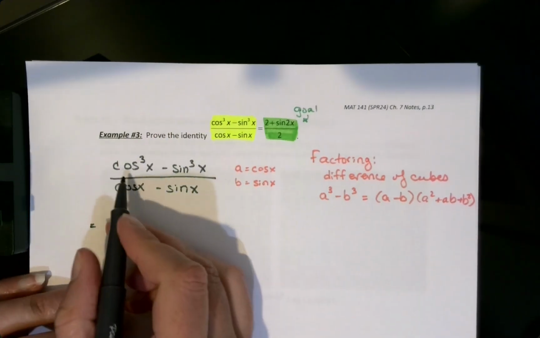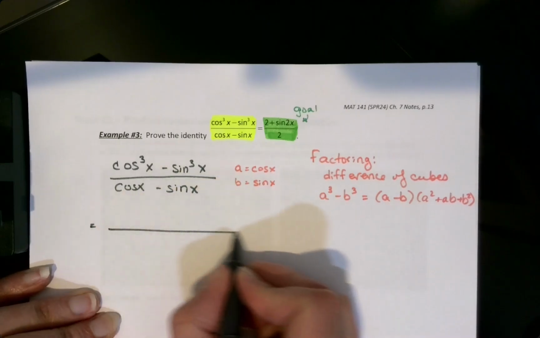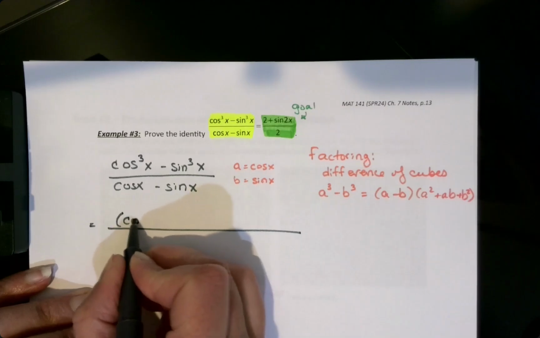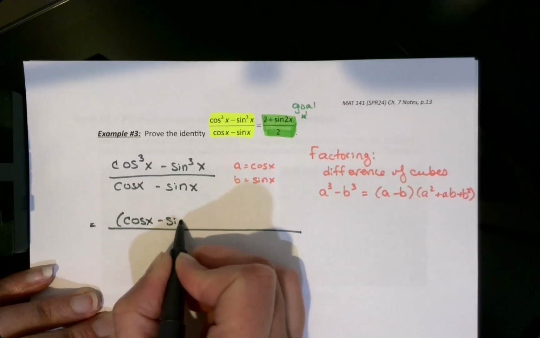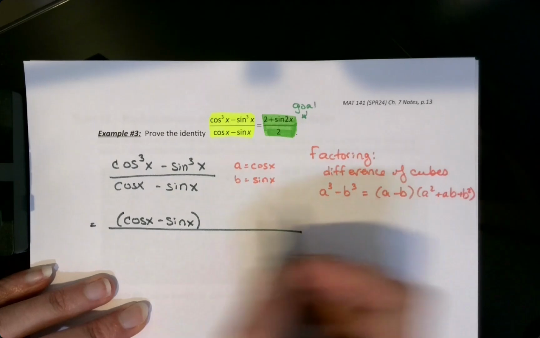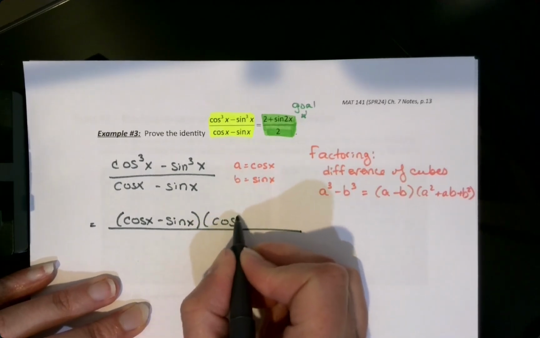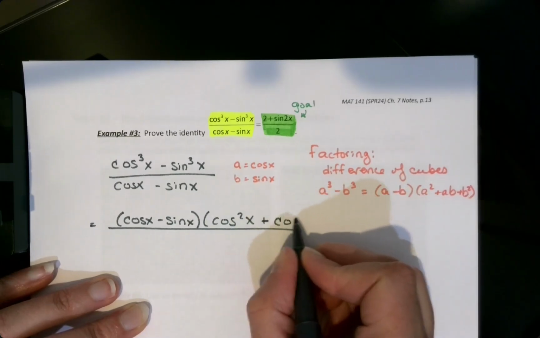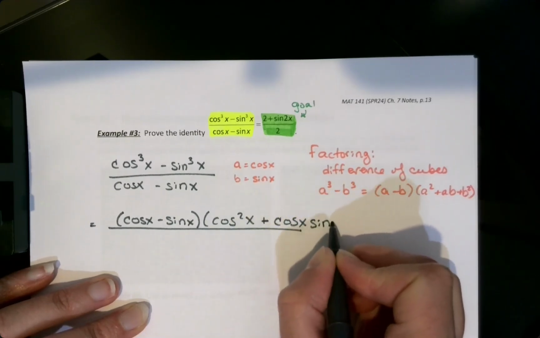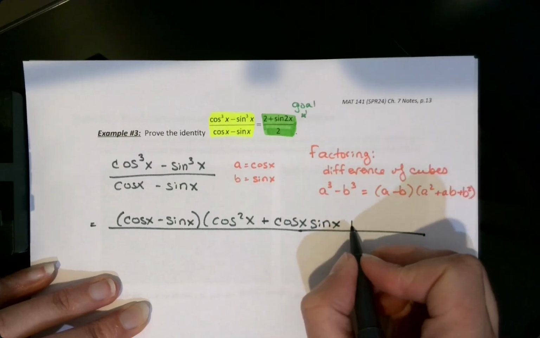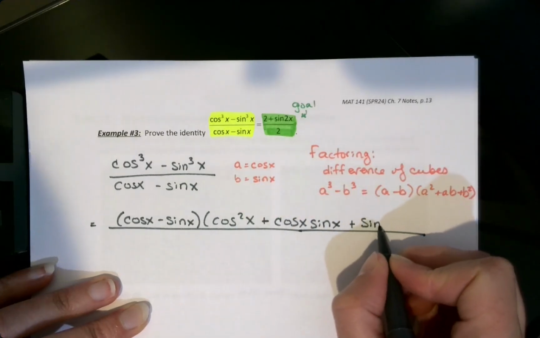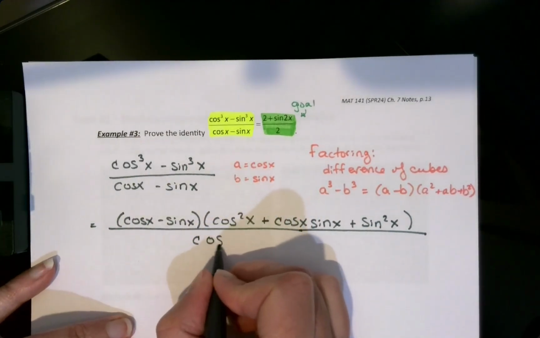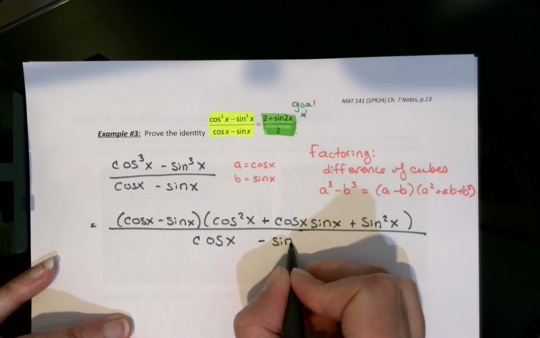When we factor, cosine cubed x minus sine cubed x is going to factor as a minus b, so that's going to be cosine x minus sine x times a squared, so that's cosine squared x, plus ab, so that's cosine x times sine x, plus b squared, so plus sine squared x. And it's still here divided by cosine x minus sine x.